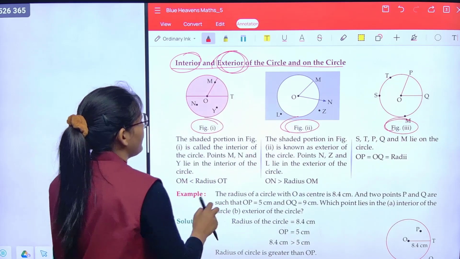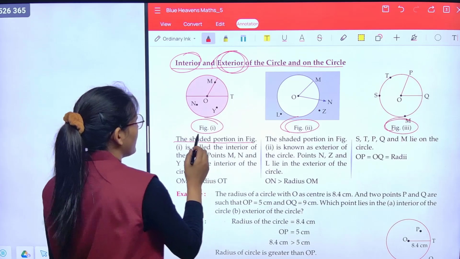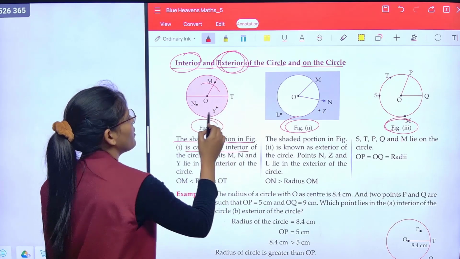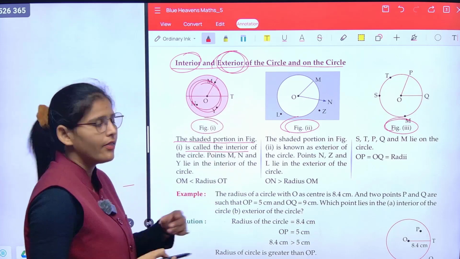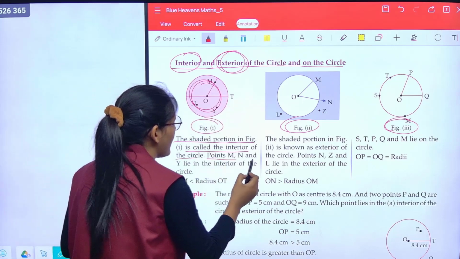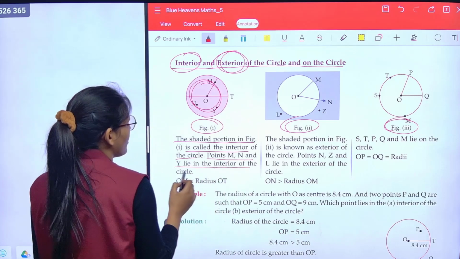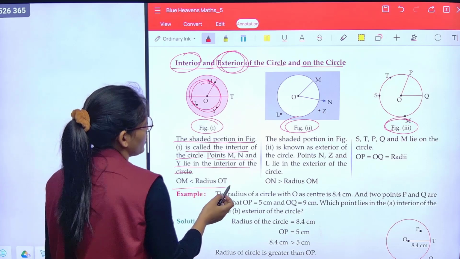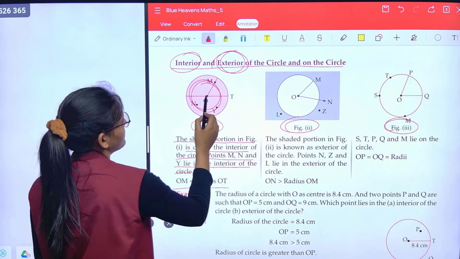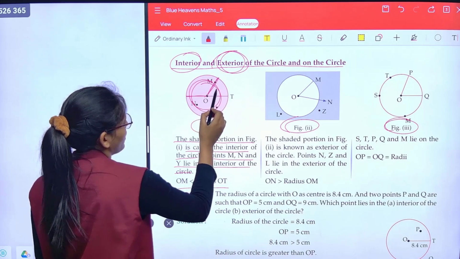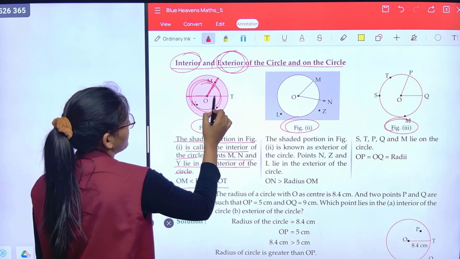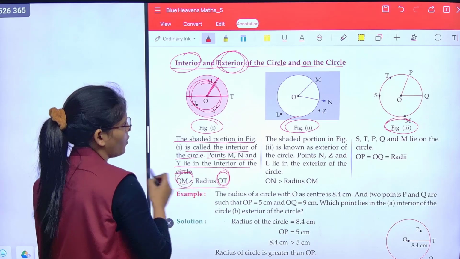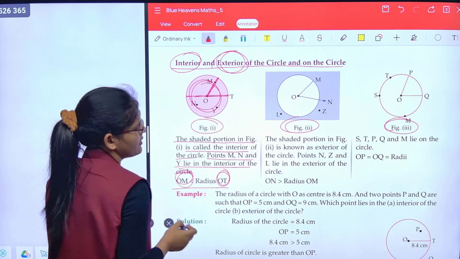See properly. Now class, the shaded portion in figure 1 is called the interior, interior means inside of the circle. Points M, N and Y lie in the interior of the circle. Okay, OM is a radius, OT is a radius. Class, OT is greater than OM. They both are radius. Understand class?